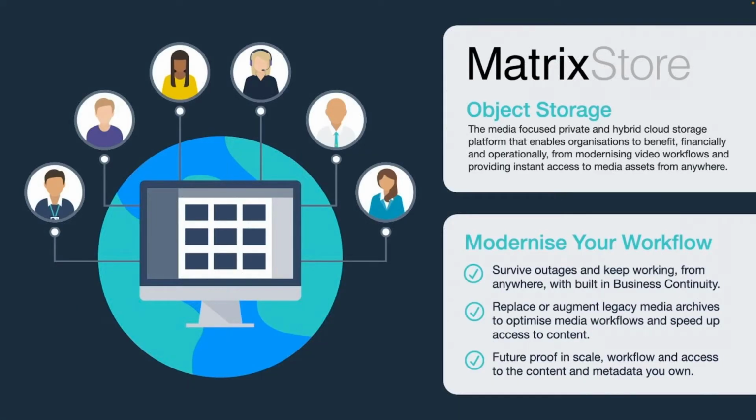So company's Object Matrix, the product is called MatrixStore. Lots of people call it the Object Store. It's actually a media-focused private, hybrid, or cloud platform. It's what we like to call a true object storage, in that the objects are data and metadata. And unlike other object storages, we keep everything together and very fast and very searchable as well. So don't think of it like a slow replacement for various cold archives, but very much in the nearline and sometimes even in the online workflows.